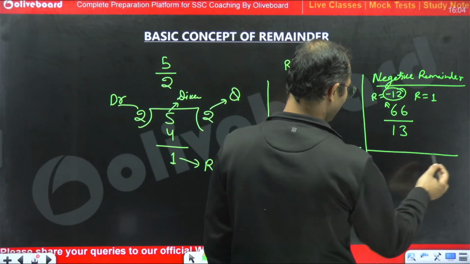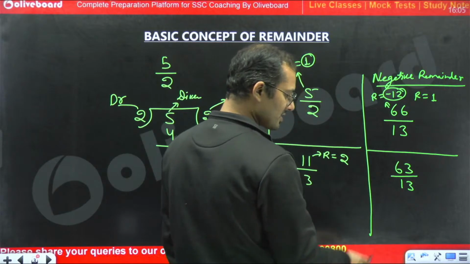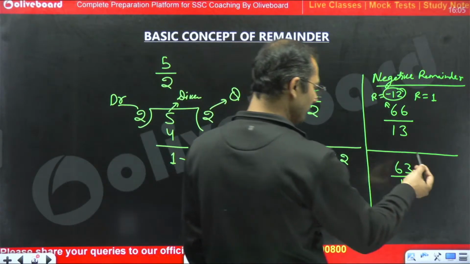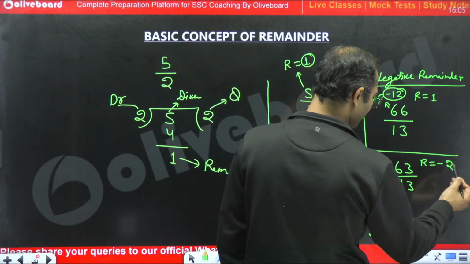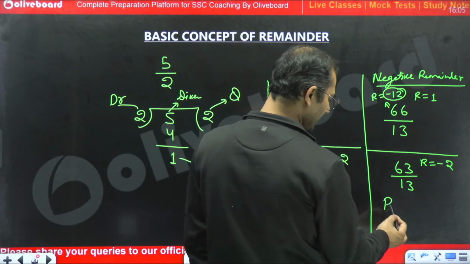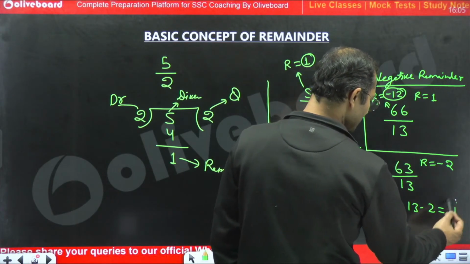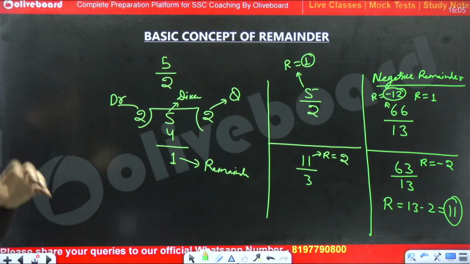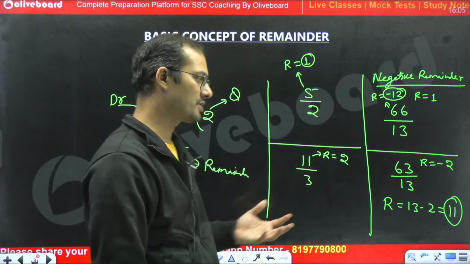I'm just saying that if 63 is divided by 13, 13 5s are 65, so one more time we divide, and the remainder is minus 2. So the actual remainder is 13 minus the negative remainder, so 11 is the remainder. Normally we use negative remainder to ease the problem, and we will understand it with the help of questions.